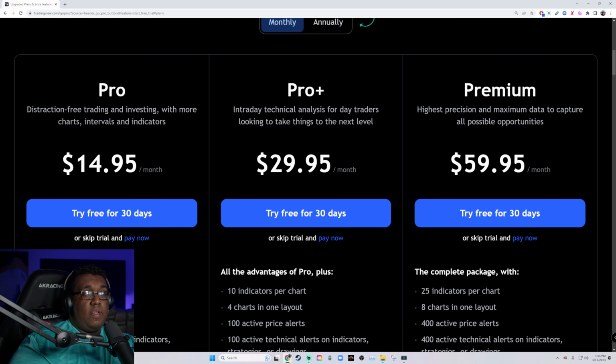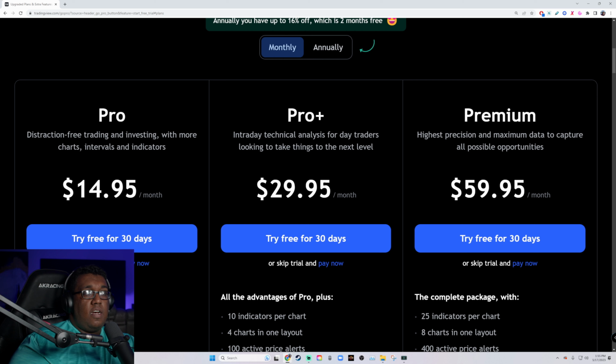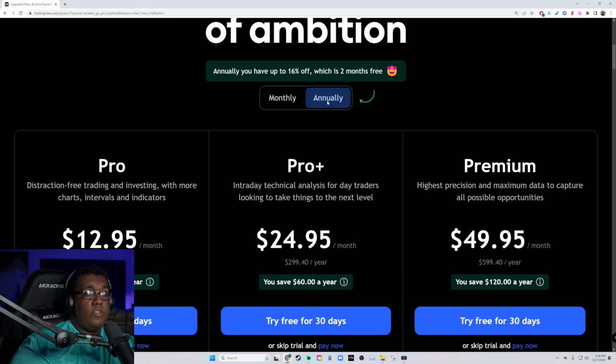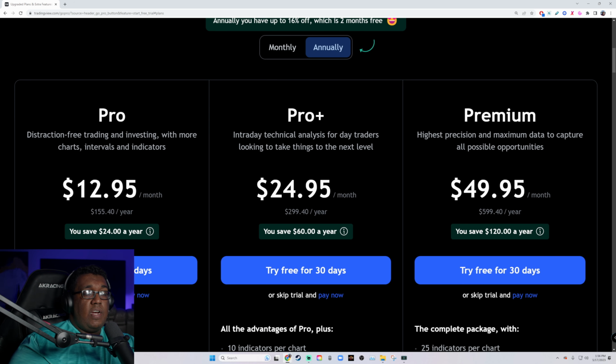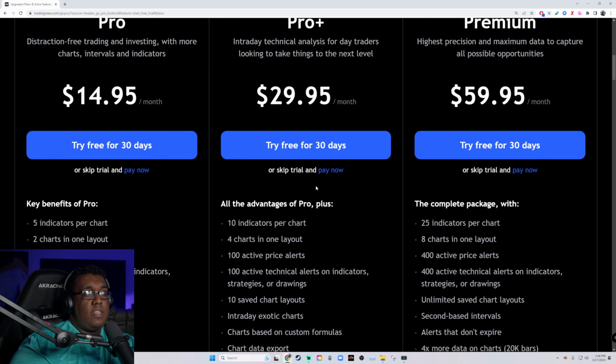Next, you have the Pro Plus plan. Intraday technical analysis for day traders looking to take things to the next level. If you guys are more serious and you guys are actually trading capital, this is the minimum plan I would get. If you guys are actively trading and trying to day trade in the market, this is going to cost you $30 a month. Double what the pro plan is, and we'll talk about why it's more important here eventually. And then the annually, instead of being $155 a year, it's going to be $300 a year. So you're saving a little bit more. You're saving $60 for the year, but overall you're paying $25 a month if you pay by the year, or for the monthly you're paying $30 a month. Now, and again, we'll talk about how to make this very cheaper at the end.